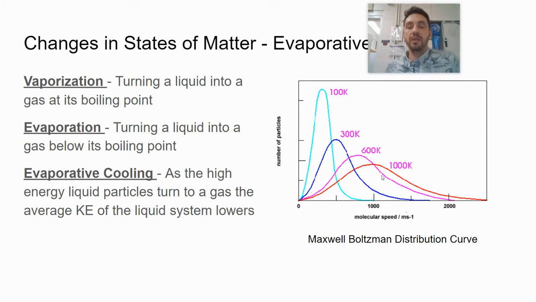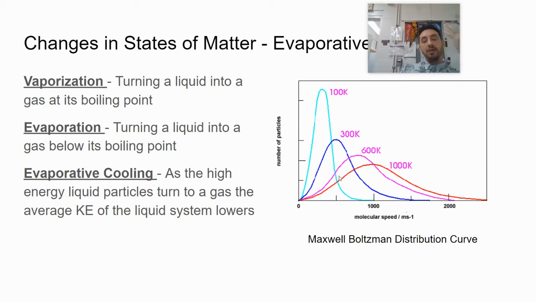But those molecules will only turn into the gas phase when they reach the surface of the liquid. So the molecules at the surface of the liquid that have this sufficient kinetic energy will escape into the gas phase. When those high energy particles leave, what happens to the overall average kinetic energy of all the particles? Well, it actually decreases. If we lose the highest energy particles and then we take the average energy, the average is going to go down.